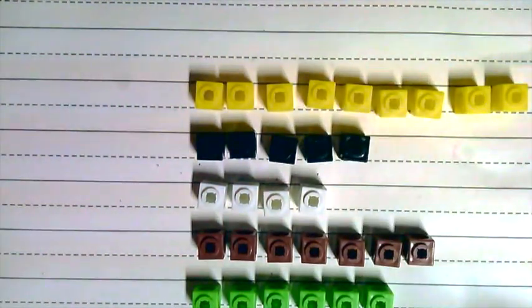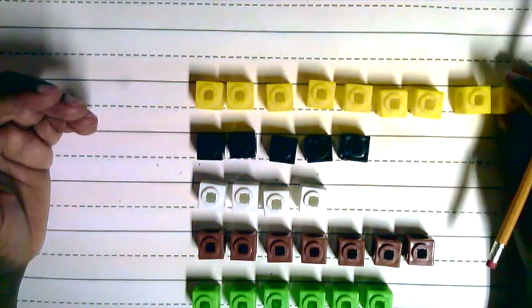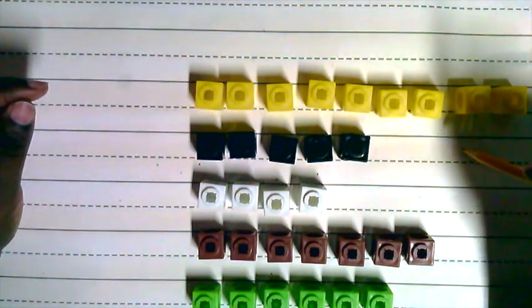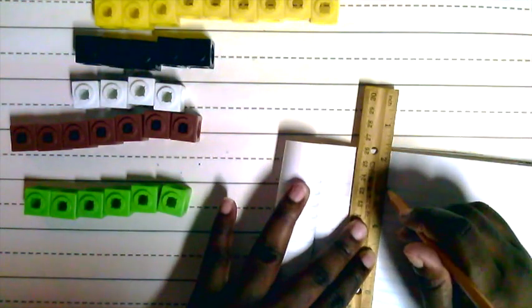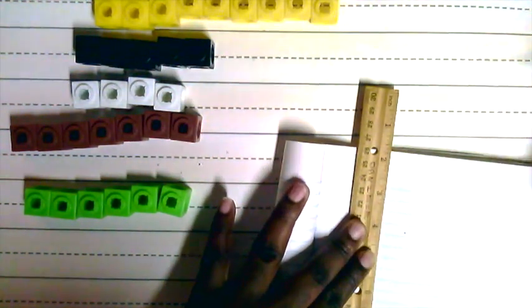So this is a concrete graph because I have the information here, and it's concrete because I can actually touch these. I can use this to make a picture graph. So I'm going to put these over here. I'm going to get my book and my ruler. I'm going to make a picture graph. I need my ruler because I want to make sure my line is straight.